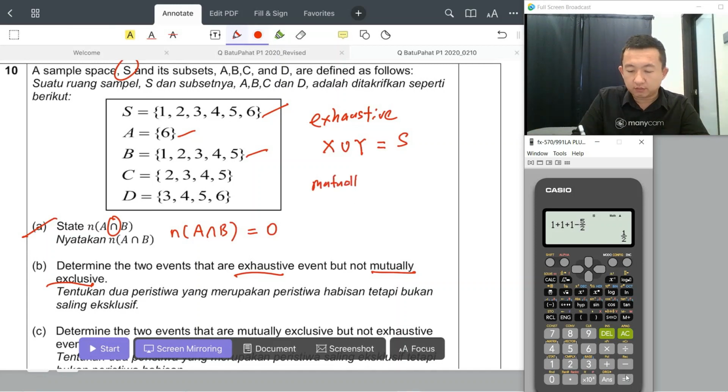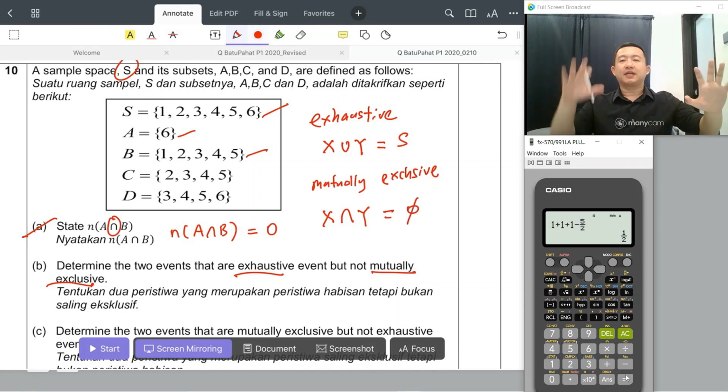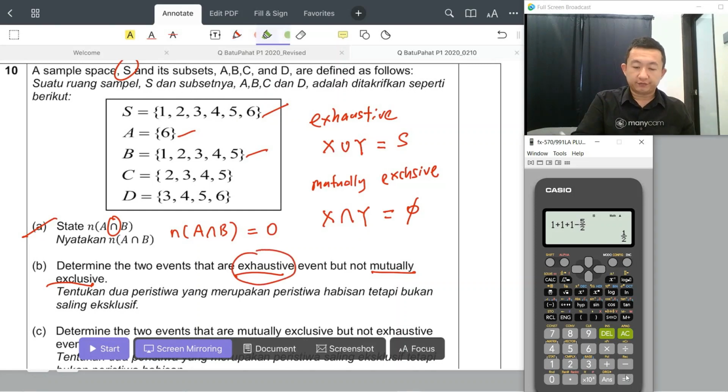Mutually exclusive. Mutually exclusive means when you have X intersect with Y between two sets, it's an empty set. Meaning you do not have X intersect with Y, you do not have that, and that is mutually exclusive, then it equals the empty set.